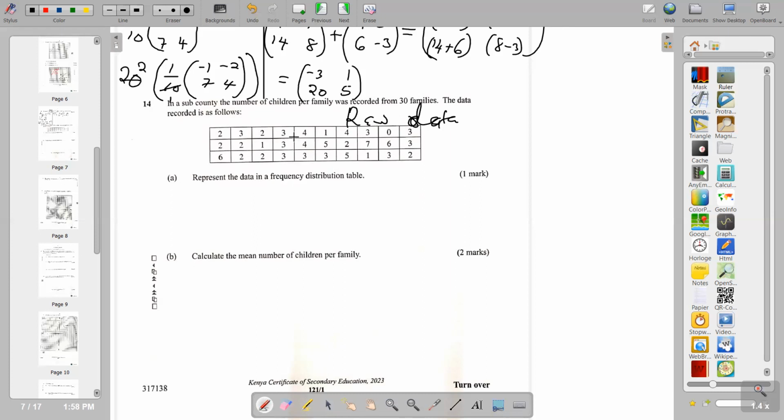So we want to get the information from this raw data so that we'll be able to draw the frequency distribution table. So we just need to draw a table. You have a table, maybe. Okay.